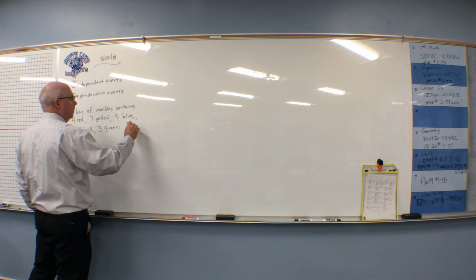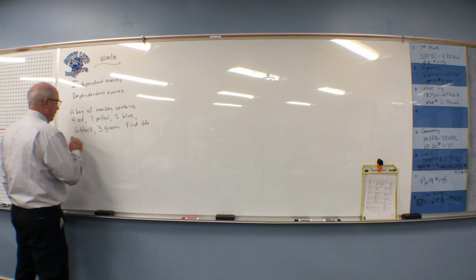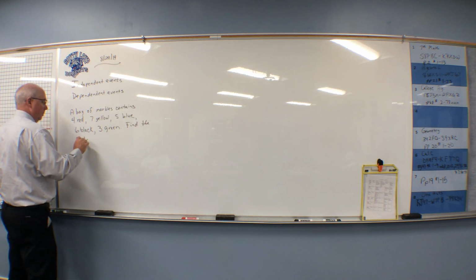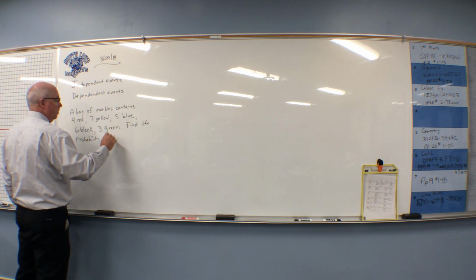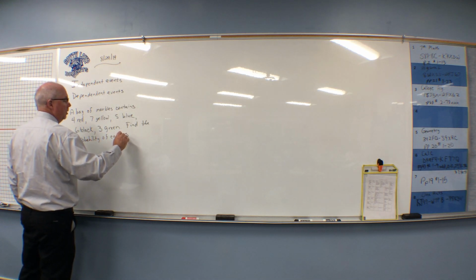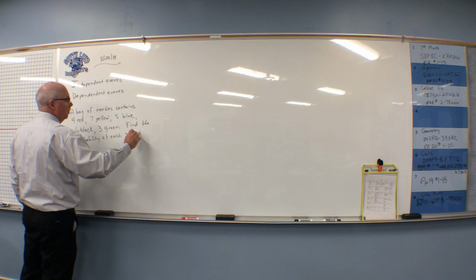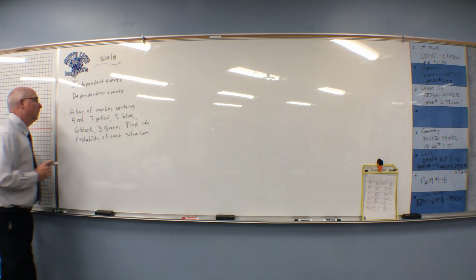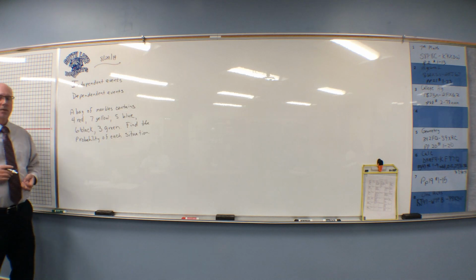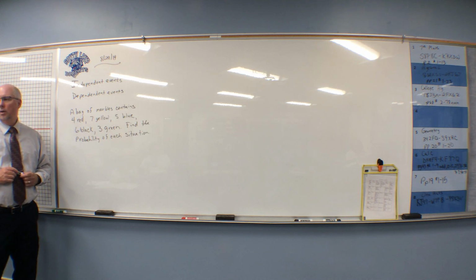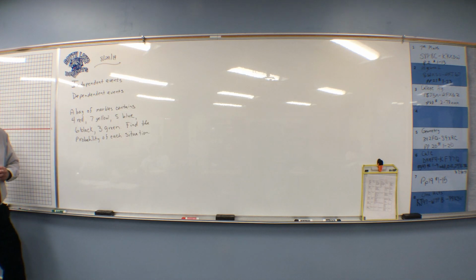Find the probability of each situation. Okay, so a bag of marbles contains 4 red, 7 yellow, 5 blue, 6 black, and 3 green marbles. Okay, find the probability of each situation. All right. Now, how many total marbles are there? 25. There's 25 marbles. Okay.